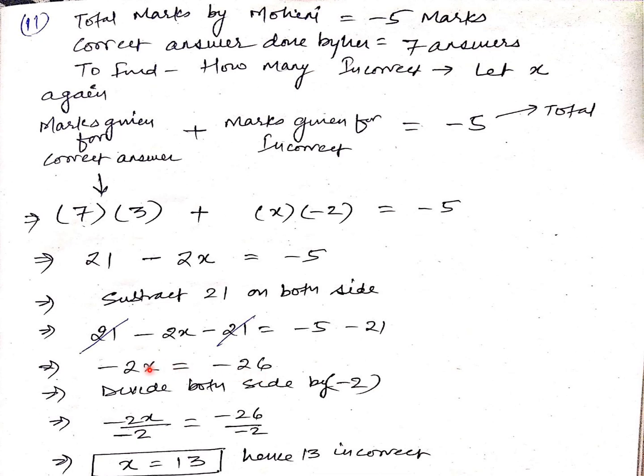Now to make this x alone on the left hand side, what will you do now? You will remove this minus 2, and to remove this we will divide both sides by minus 2. It becomes this and this. So this minus 2 and minus 2 will cancel, and on this side we have minus minus plus, 2 ones are 2, 2 threes are 6. So x equal to 13 is the answer. Hence she did 13 incorrect answers. Got it?